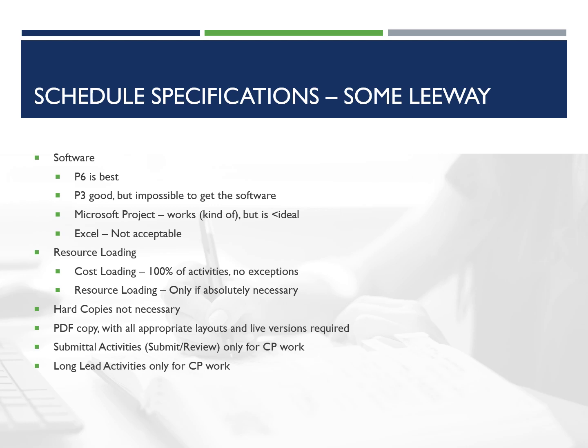Excel, 100% not acceptable. That's not a CPM schedule. That's just checking a bunch of blocks. As far as resource loading goes, 100% of activities need to be cost loaded, with zero exceptions unless it's a summary level activity or something like that. That's what we're going to be using for billing. That's what we're going to be using for cost curves and all these other things. So cost loading has to get done.